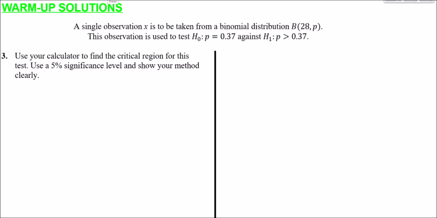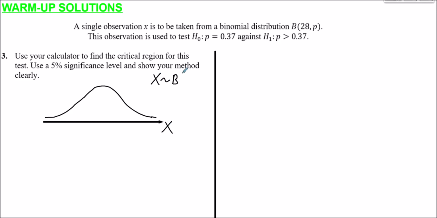Well, my suggestion is, to be fair, always to just sketch this out on a diagram. So binomial distribution is a curve. So there's 28 trials, so we can have as few as 0 out of 28, somewhere in the middle, and down here 28 out of 28. So this is the distribution of the random variable X, where big X follows a binomial distribution 28 and p.